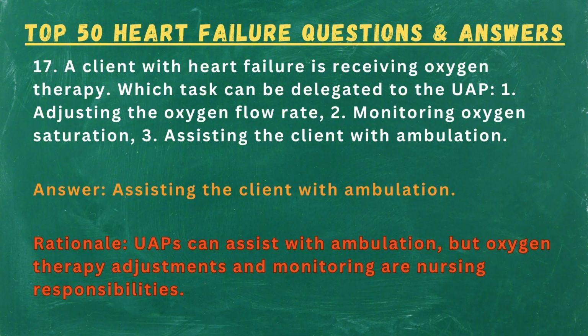17. A client with heart failure is receiving oxygen therapy. Which task can be delegated to the UAP? 1. Adjusting the oxygen flow rate. 2. Monitoring oxygen saturation. 3. Assisting the client with ambulation. Answer. Assisting the client with ambulation. Rationale. UAPs can assist with ambulation, but oxygen therapy adjustments and monitoring are nursing responsibilities.